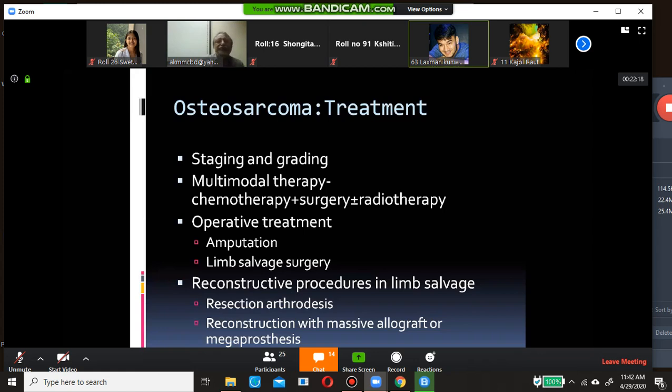After surgery, you have to repeat chemotherapy. So chemotherapy before surgery, chemotherapy after surgery. Before chemotherapy, that is neoadjuvant chemotherapy. Then you go for surgery. Then you give post-operative chemotherapy. Complete your treatment, but you need rehabilitation. That is something else. Reconstruction of the limb. These are the alternatives: resection arthrodesis, reconstruction with massive allograft, or megaprosthesis.